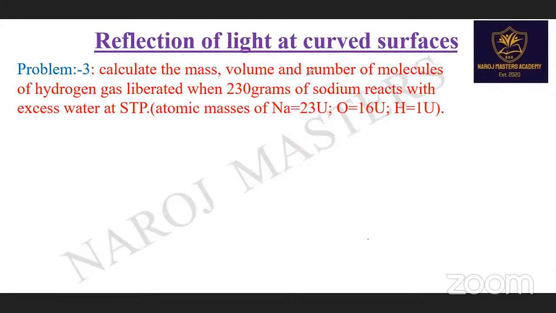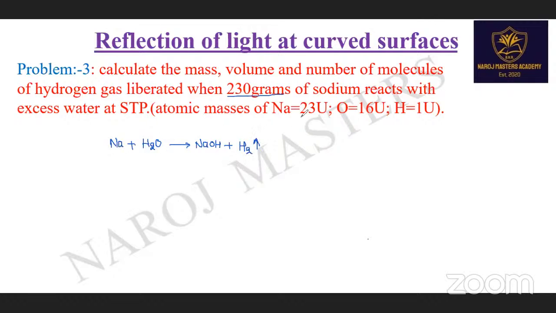Calculate the mass, volume and number of molecules of hydrogen gas liberated when 230 grams of sodium reacts with excess water. So first make a reaction between sodium and water here. Sodium is indicated with Na, plus water is H2O, gives rise to NaOH plus H2 gas.